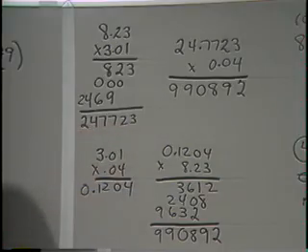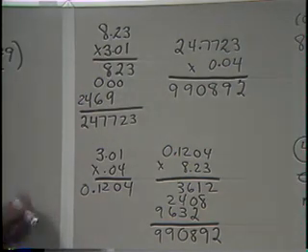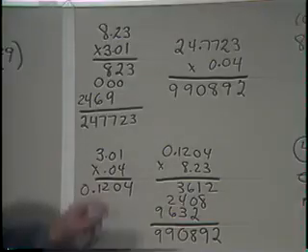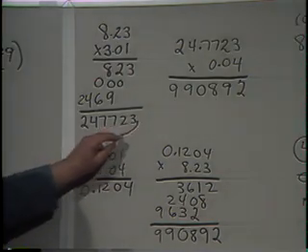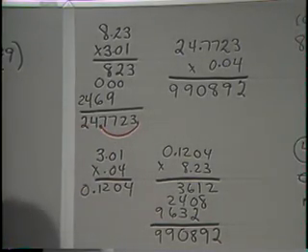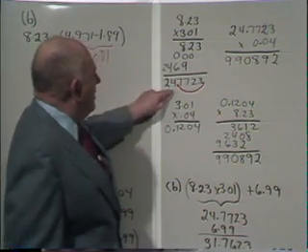Add this up the same as if there were no decimal points. Then you count the number of digits to the right of the decimal point. There are 2 here and 2 here. That's 4 altogether. Starting at this end, you move the decimal point in 4 places. So we wind up with 24.7723. And how do we know that that's approximately right?